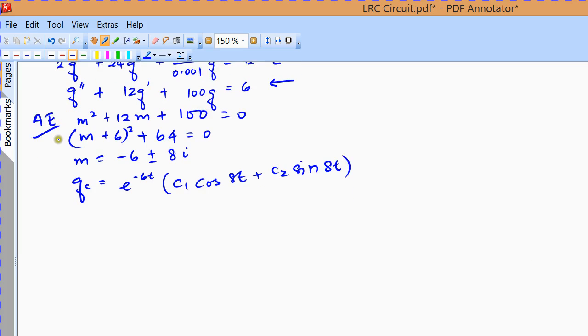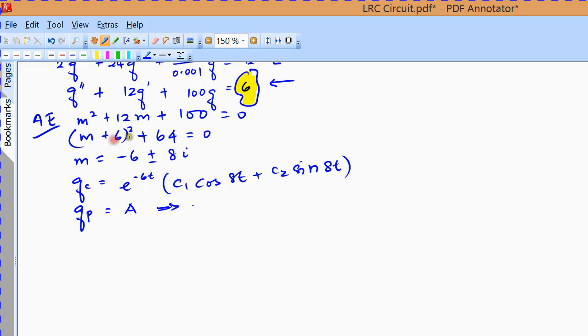To find Q_P, I let Q_P equal to A. This is because the input function here has the form of a constant, so Q_P has to be a constant as well.